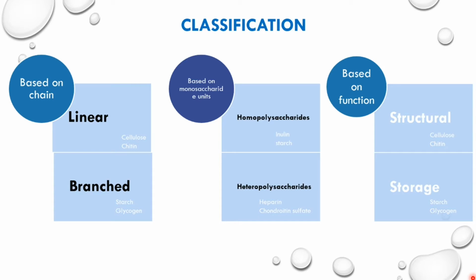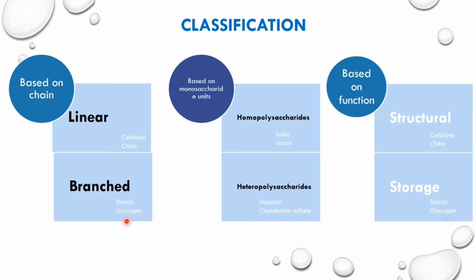So when we come to the classification of polysaccharides, they are classified based on three categories. First, based on the chain length: linear and branched. Linear means the chain is linear without any branches. Examples: cellulose and chitin. And branched chain polysaccharides, as the name implies, contain different branches.